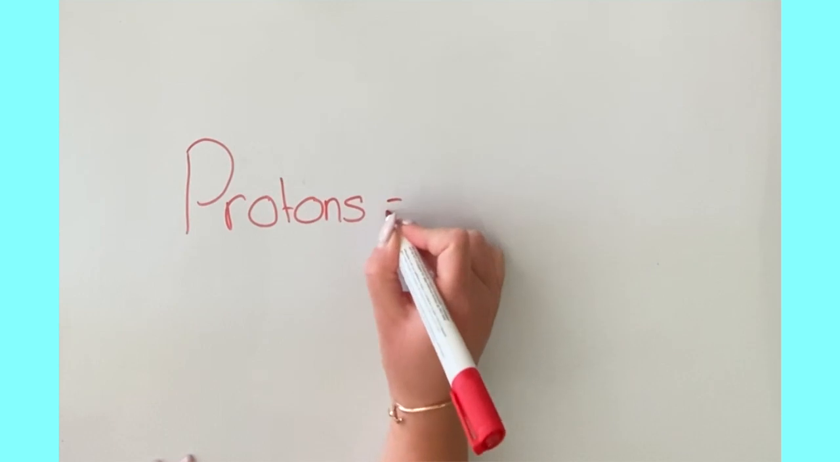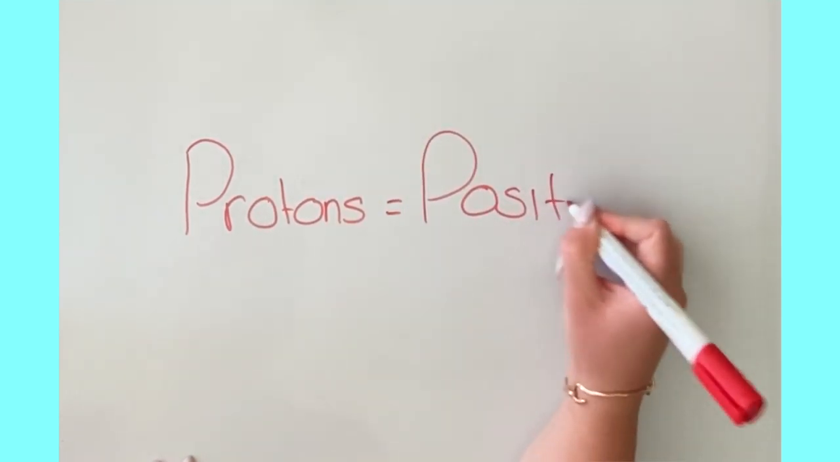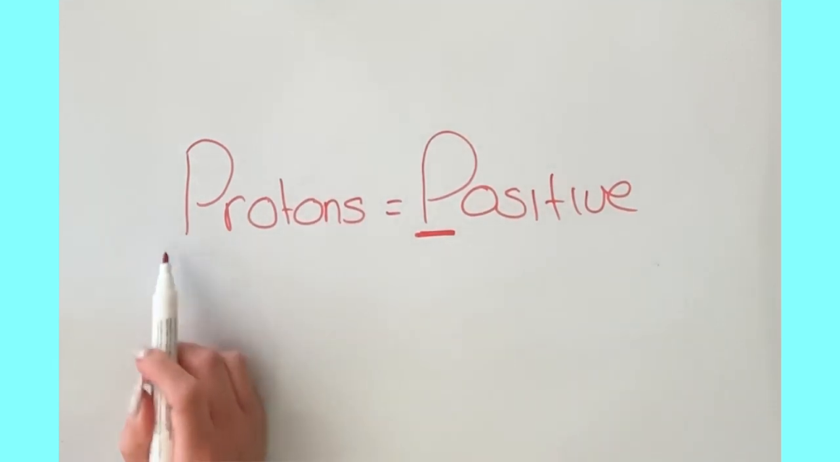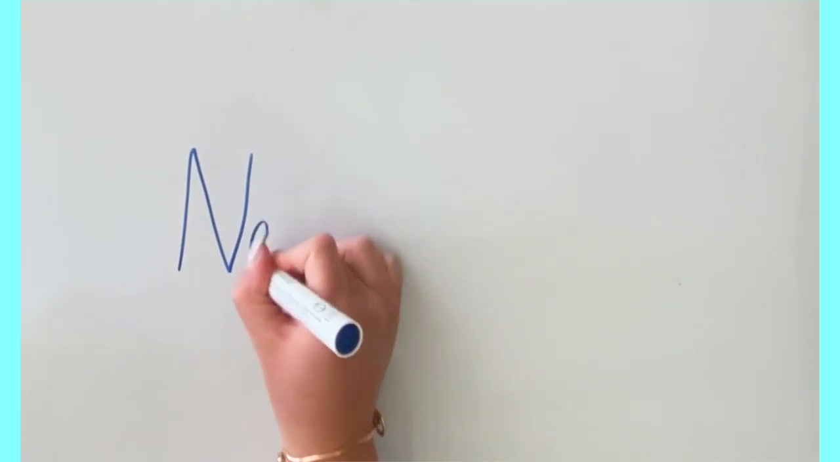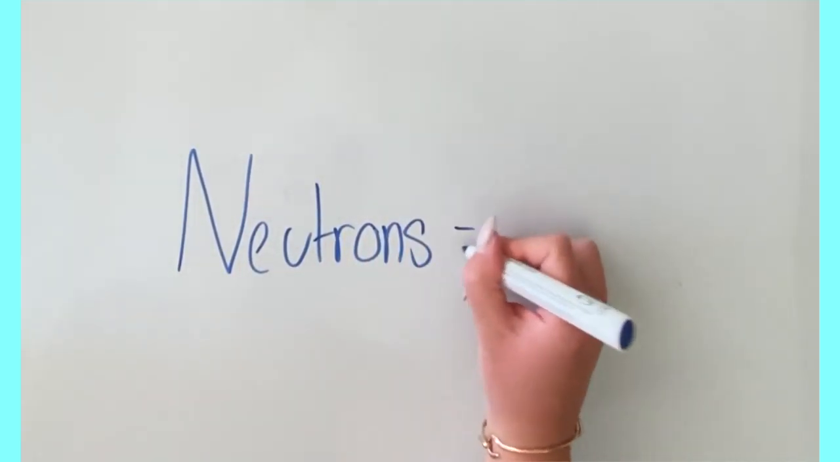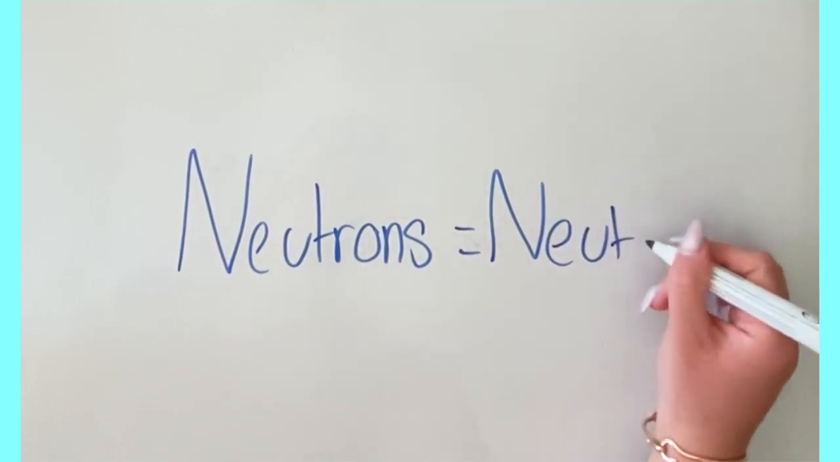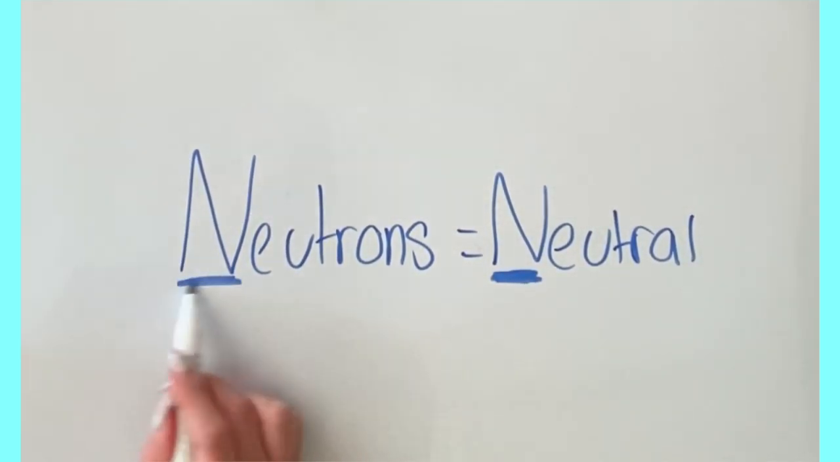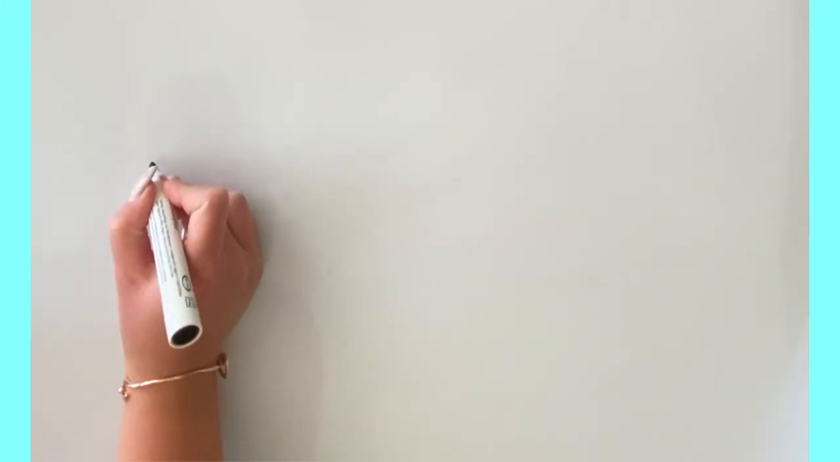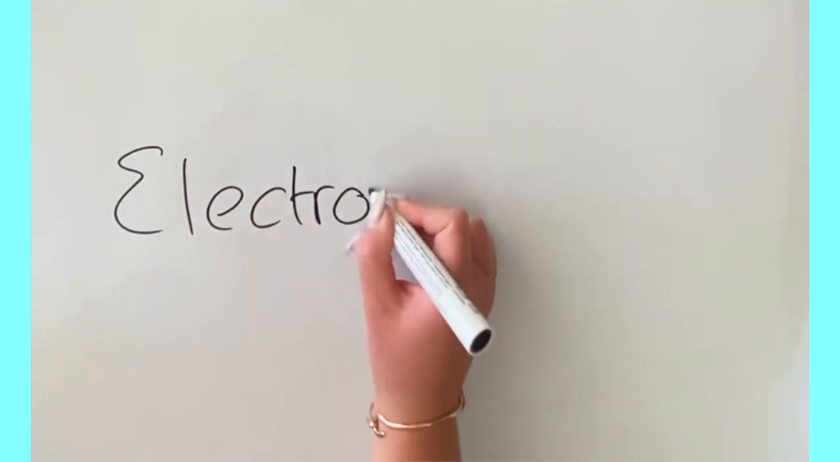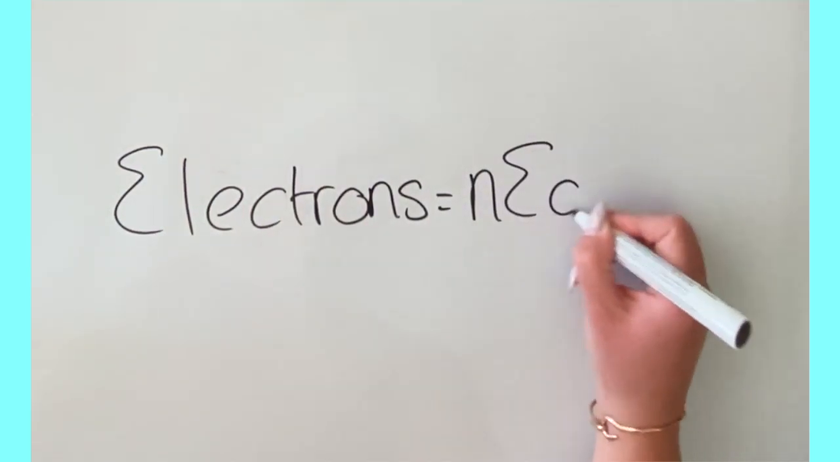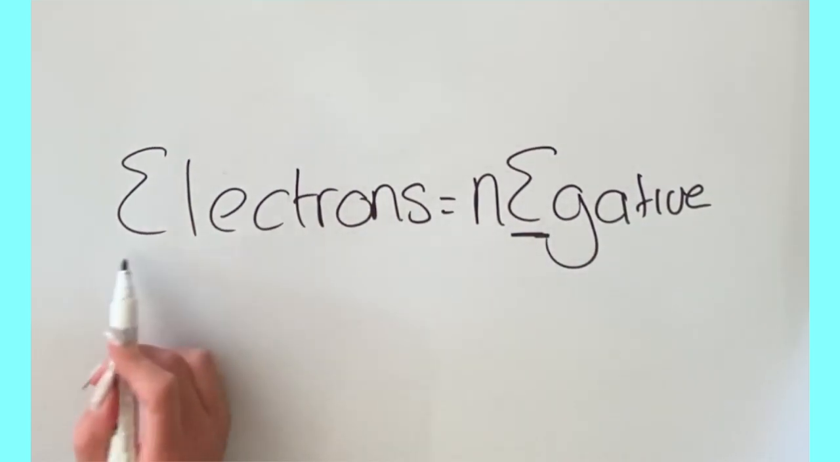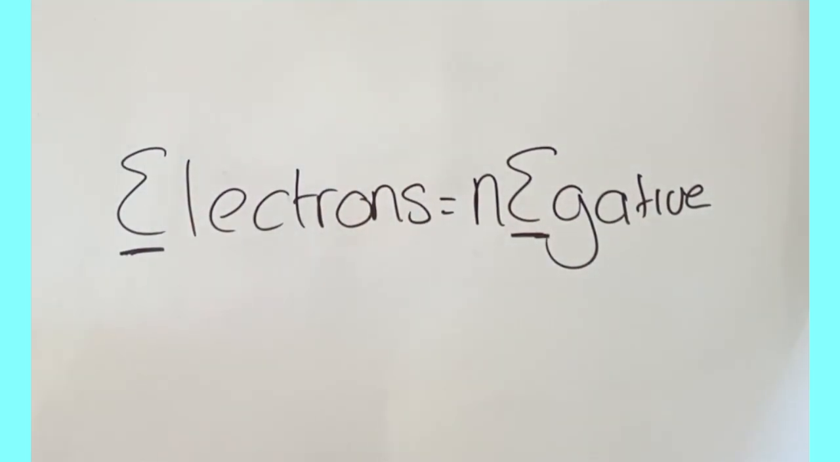Protons have a positive charge of +1. A way to remember this is that the two P's, proton and positive, go together. Neutrons have a neutral charge or no charge. The way to remember this is that the two N's, neutrons and neutral, go together. And lastly, electrons have a negative charge of -1. A way to remember this is that the E's go together. Electrons and the E in negative.